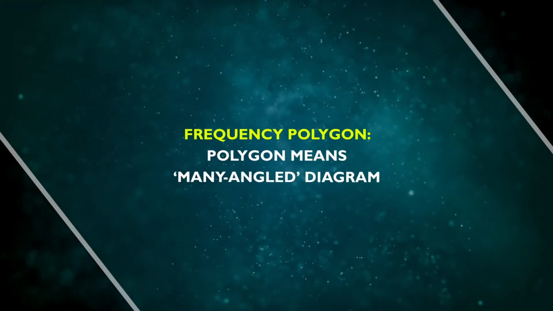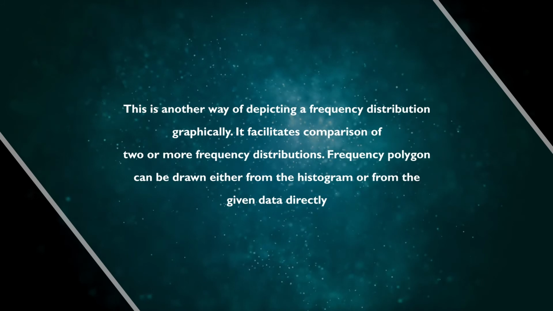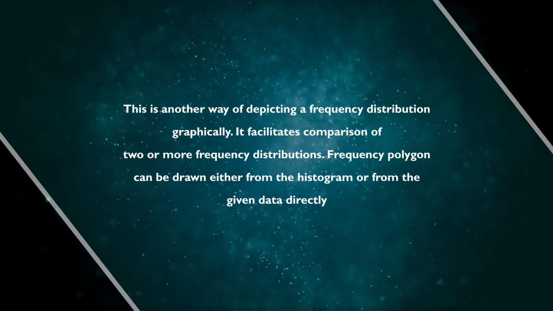Now we are going to talk about another type of graphical presentation, that is the frequency polygon. When you go deeper into polygon, it means a many-angle diagram. This is another way of depicting a frequency distribution graphically. It facilitates comparison of two or more frequency distributions. A frequency polygon can be drawn either from the histogram or from the given data directly.